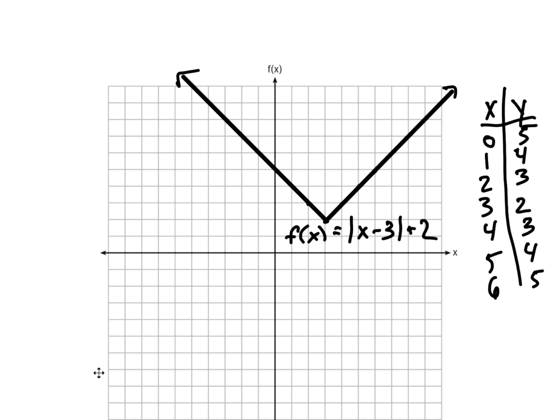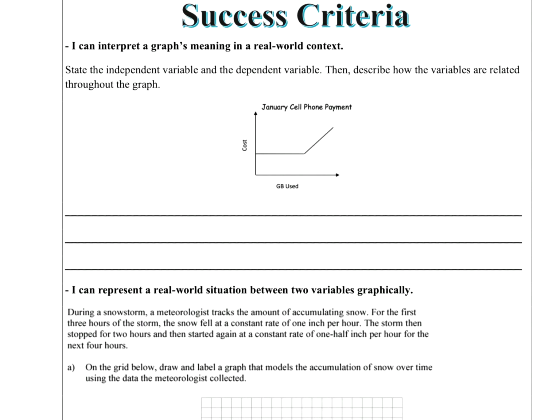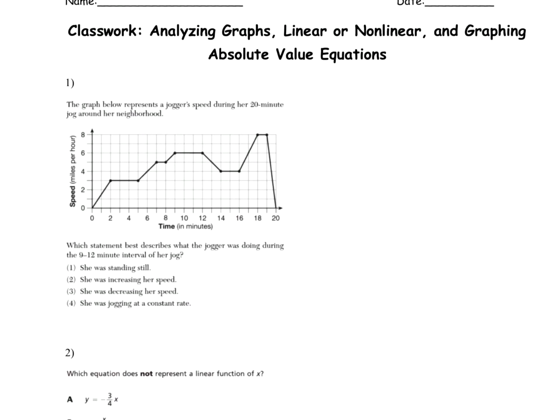So that is it for today. Make sure you do the success criteria and the classwork.